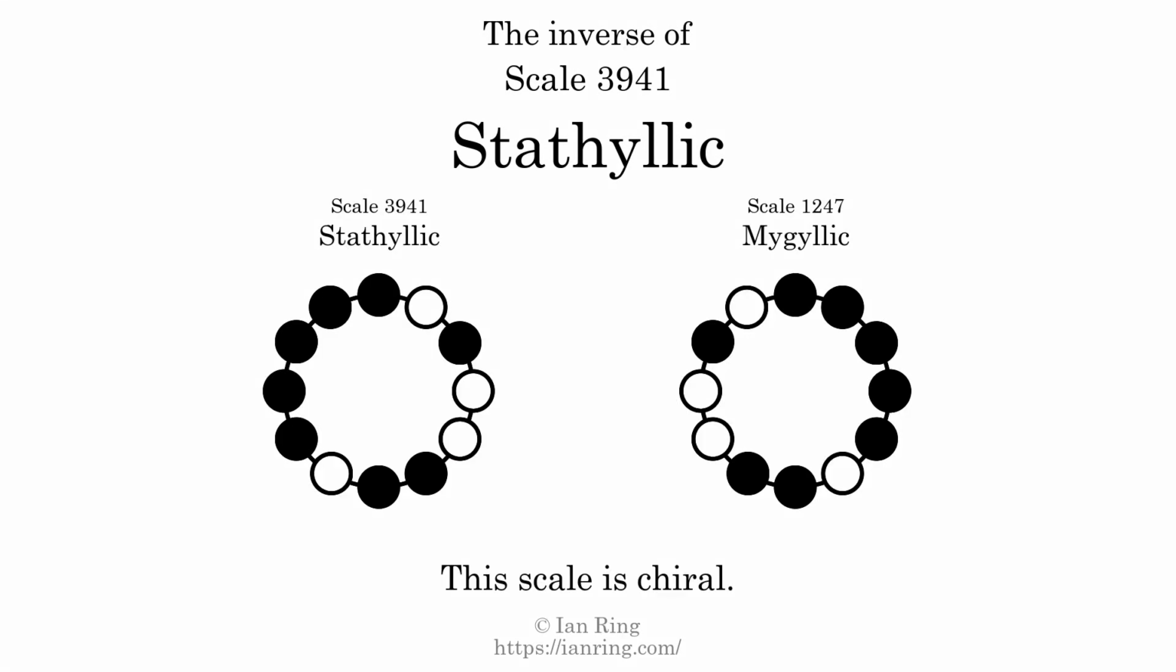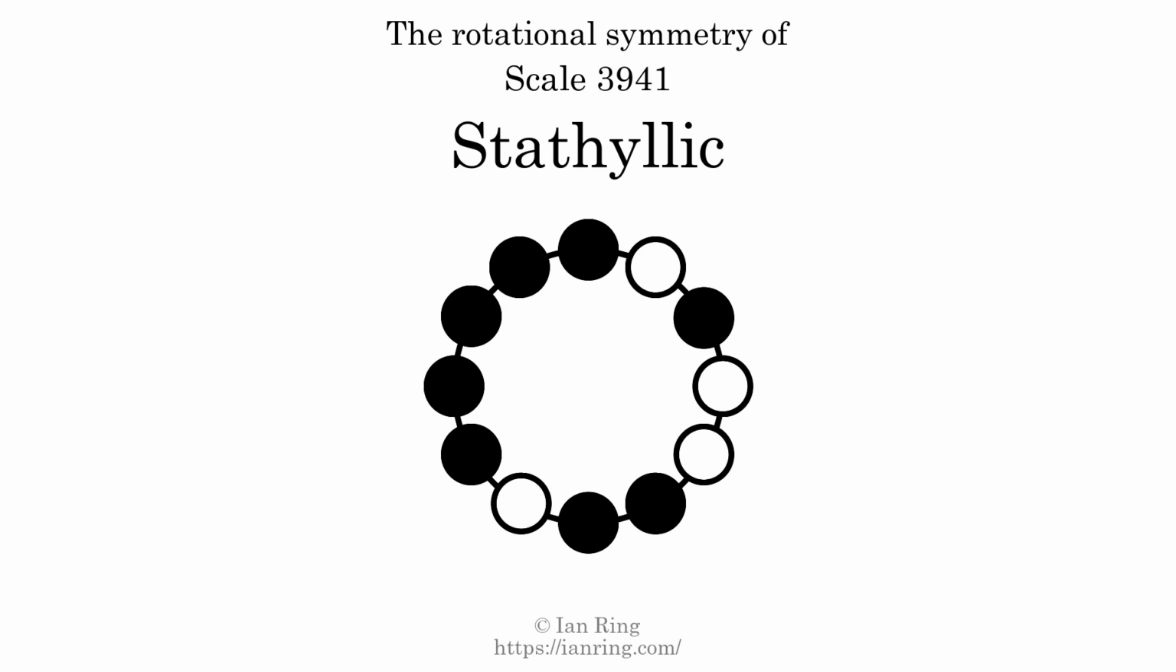The inverse of a scale is a mirror image. It is what you get when the sequence of intervals is reversed. The inverse of this scale is scale 1247, also known as Rhinolic. This scale is chiral. It cannot transform into its inverse by rotational transformation. This scale has no rotational symmetry.